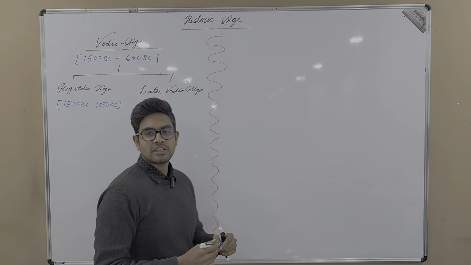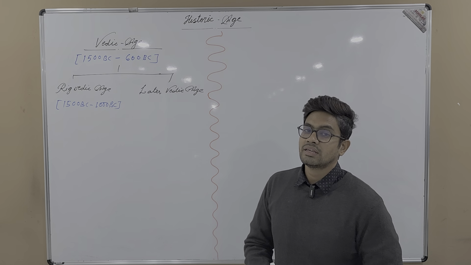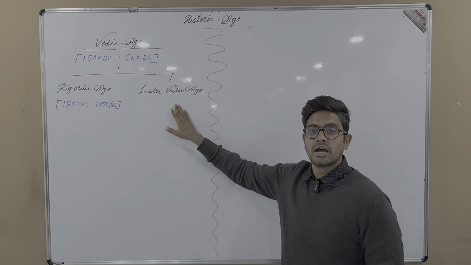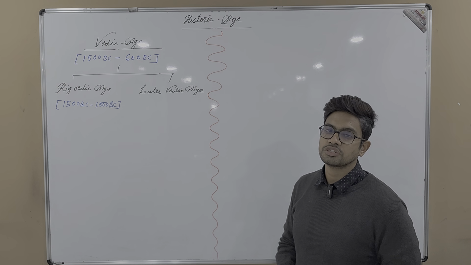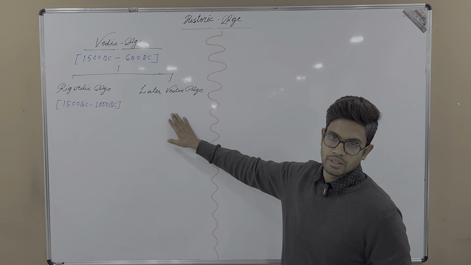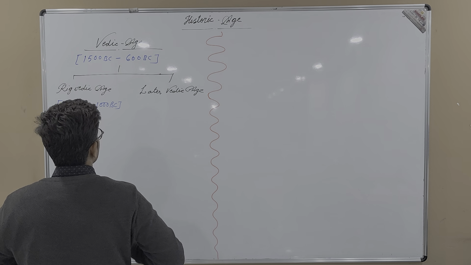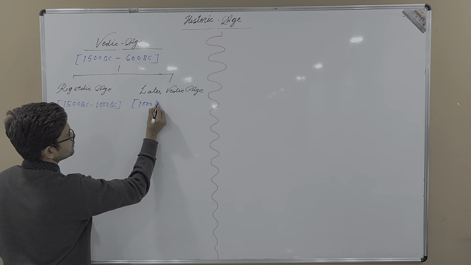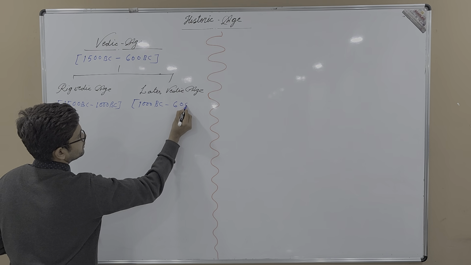Now what is the later Vedic age? The later Vedic age is that part of the Vedic age when the society was run by the conventions, rules and beliefs of the later Vedas. So it spans from 1000 BC to 600 BC.